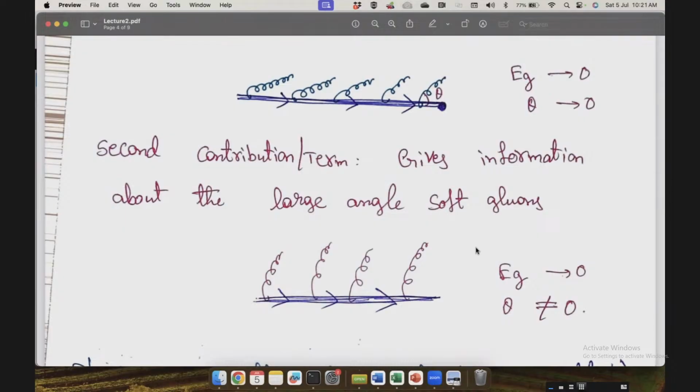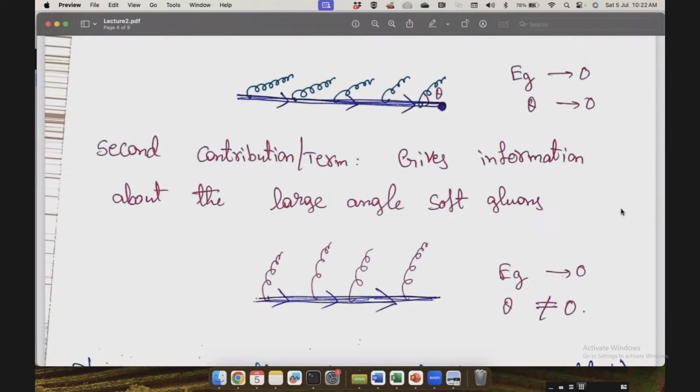Another way is that you first consider only the soft gluons everywhere. Then you define whether they are in the collinear region or in the non-collinear region. If you begin with soft gluons, that is where the soft gluon resummation comes in, which is another name for threshold resummation in the literature. So you consider only the soft gluons, and then you consider the theta goes to 0 limit and the theta goes to non-zero limit.